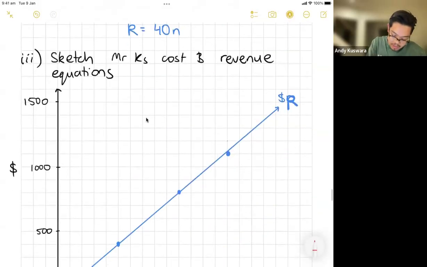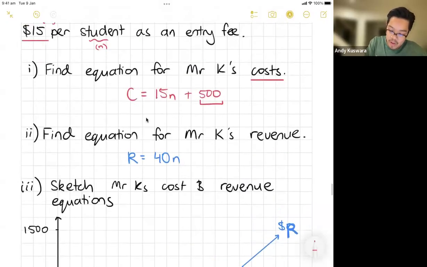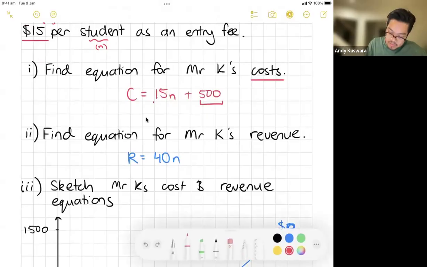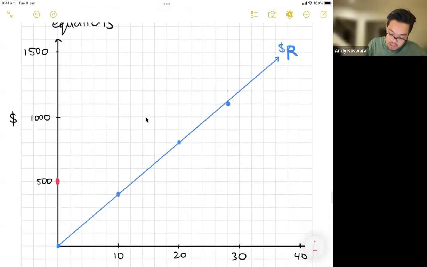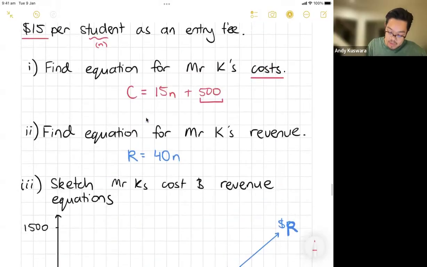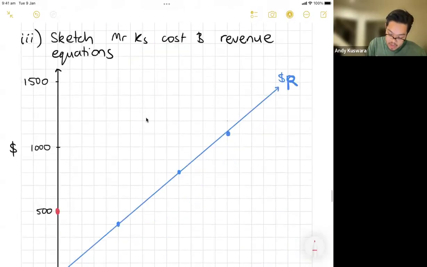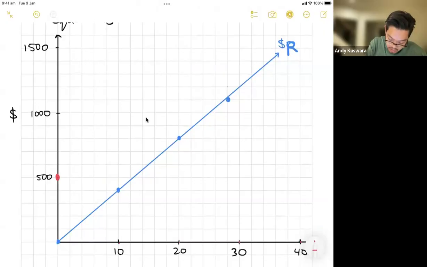Now my cost, I can see here that there is an upfront cost or a y-intercept of $500. So that means I'm starting at the $500, and I can see here that my gradient is 15 for every student. I'm going to go off these markers, the 10, 20, 30, 40, and I'm going to go, what is 10 times 15? That's 150. So 15 times 10 plus 500. That's going to give me a total of 650. So I know that at the 10 mark, it's going to be 650. So that's 600, 650, roughly there.